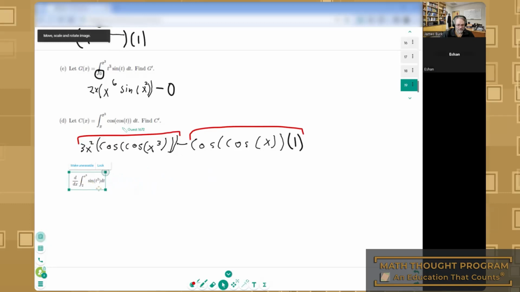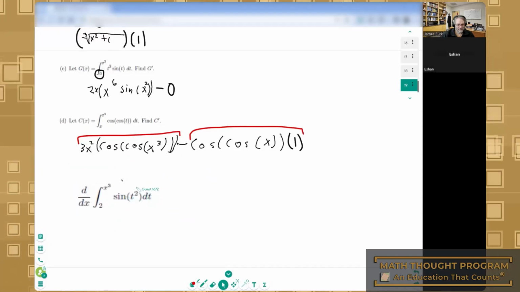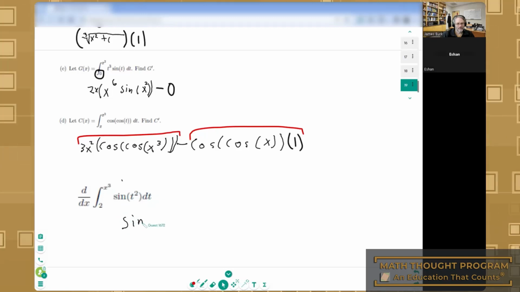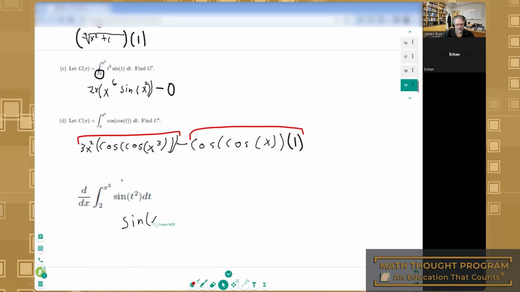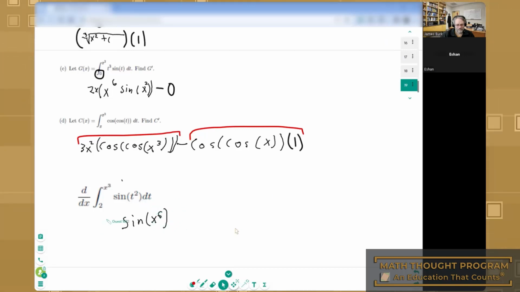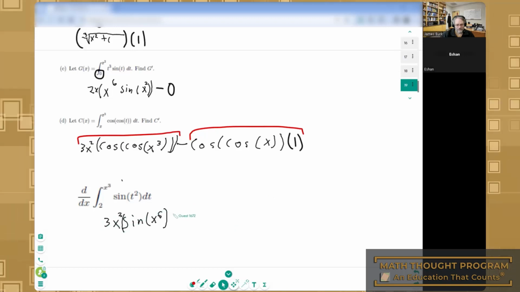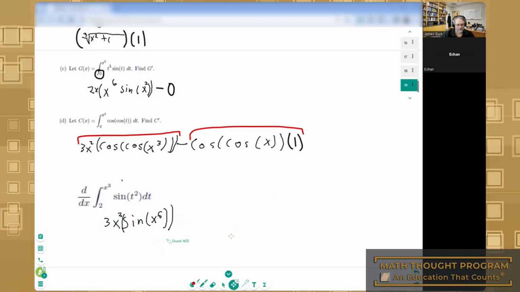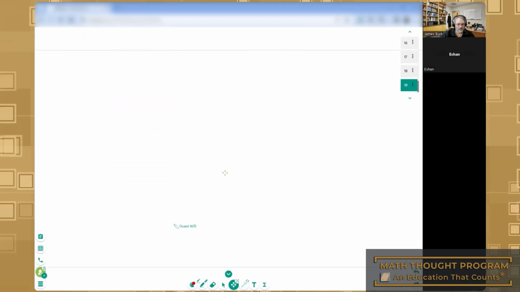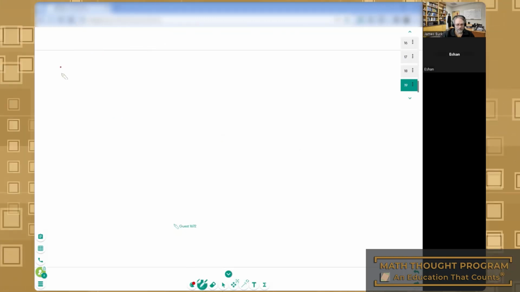Okay, let's go backwards a little bit. How about that one? And there it is. You got it. So this is what's called again the second fundamental theorem of calculus.